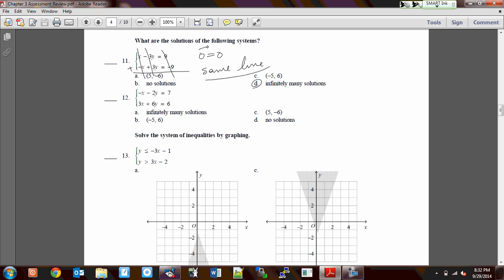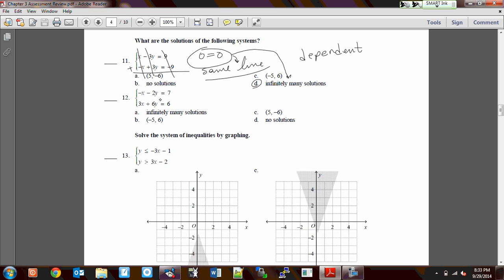So anytime you get 0 equals 0 like this, it means it's the same line, and you have infinitely many solutions. Okay, this one would be dependent. All right, this would be a dependent system, because it is the same line.